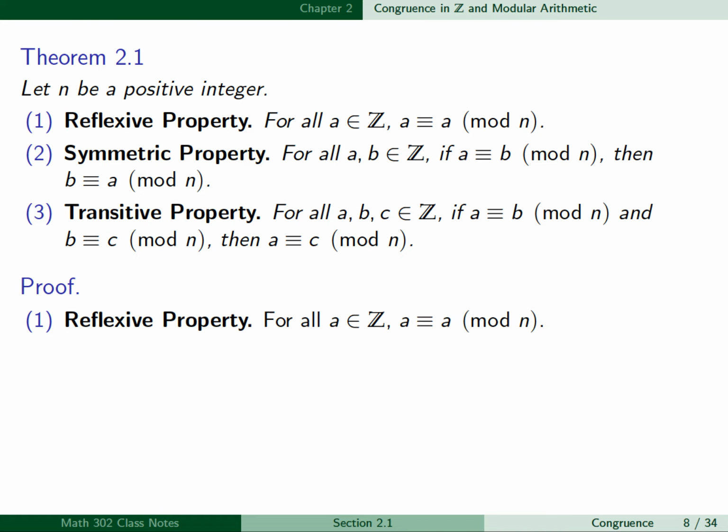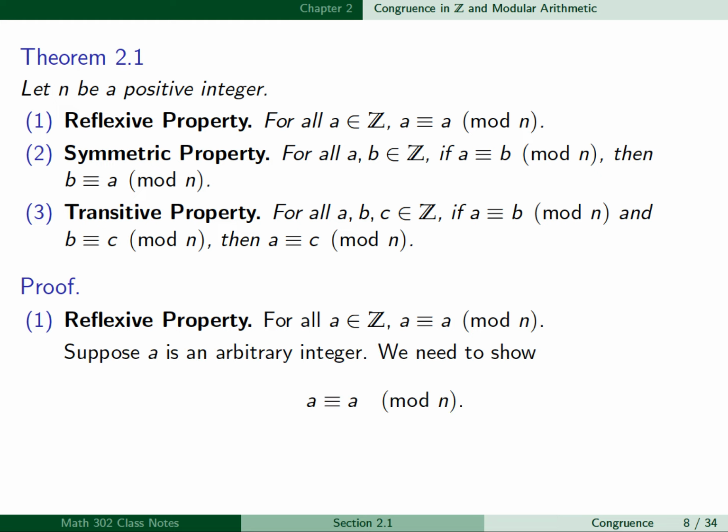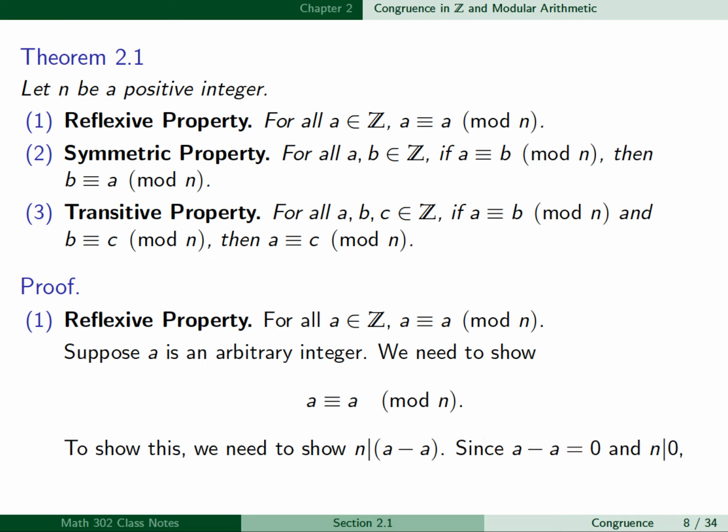To prove this, we'll start with the reflexive property. So suppose a is an arbitrary integer. We need to show that a is congruent to a mod n. According to the definition, to show this, we need to show that n divides a minus a. Well, since a minus a is 0 and n divides 0, this holds. So a is congruent to a mod n.